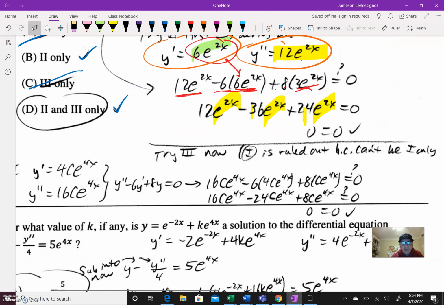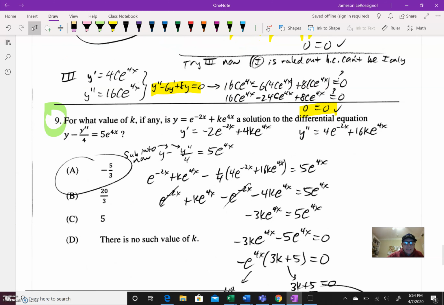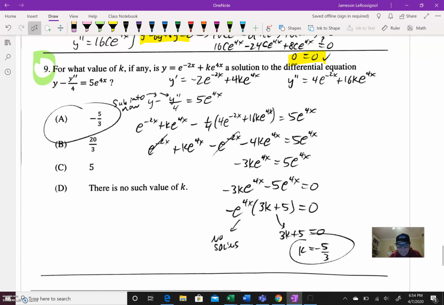And then we're going to plug into that differential equation that we had given in the original problem. Plug it all in. You're going to find out 3 also works because you get 0 equals 0. All right, so 2 and 3 both work on that one. All right, number 9 coming up next.